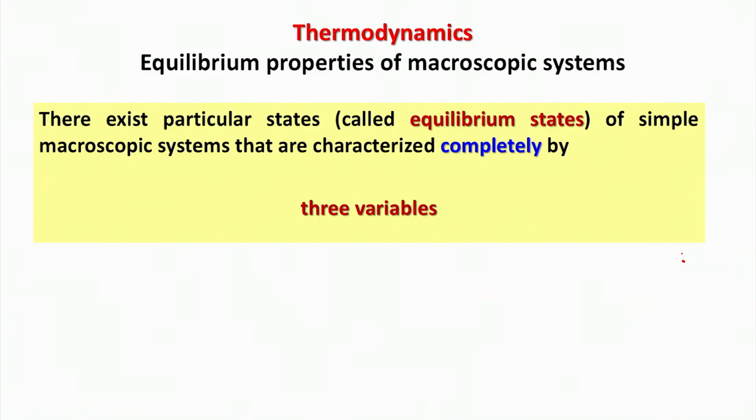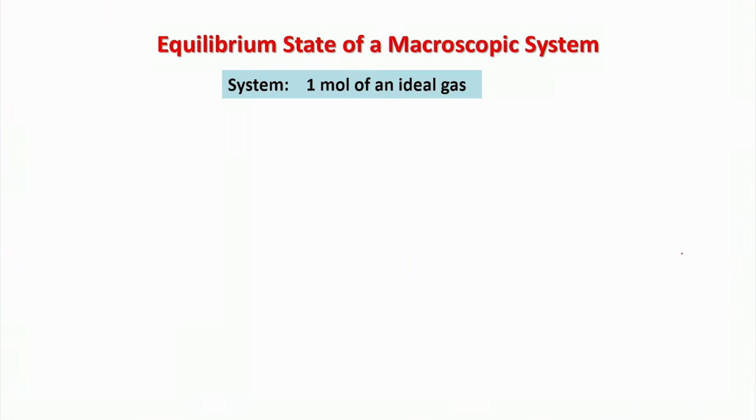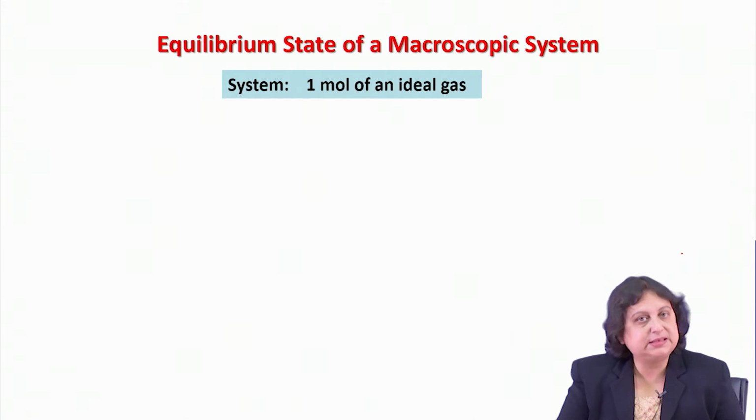Hello students, welcome back, and let us now discuss how thermodynamics defines the equilibrium state of a macroscopic system in terms of three variables and three variables only. For this purpose, I have chosen to work with 1 mole of an ideal gas, and this example is something that you have seen many times before during your high school days. But I have decided to start with a very simple example, and I'm going to work on the isolated system.